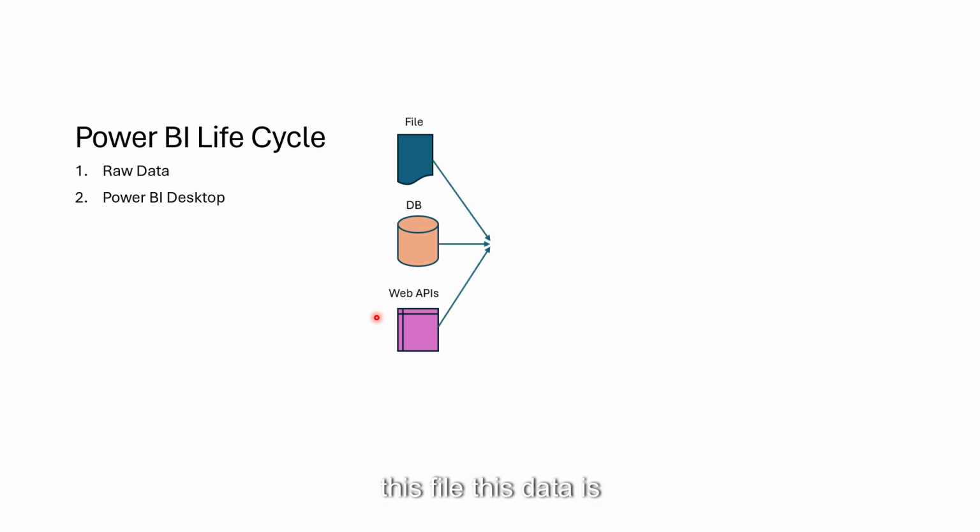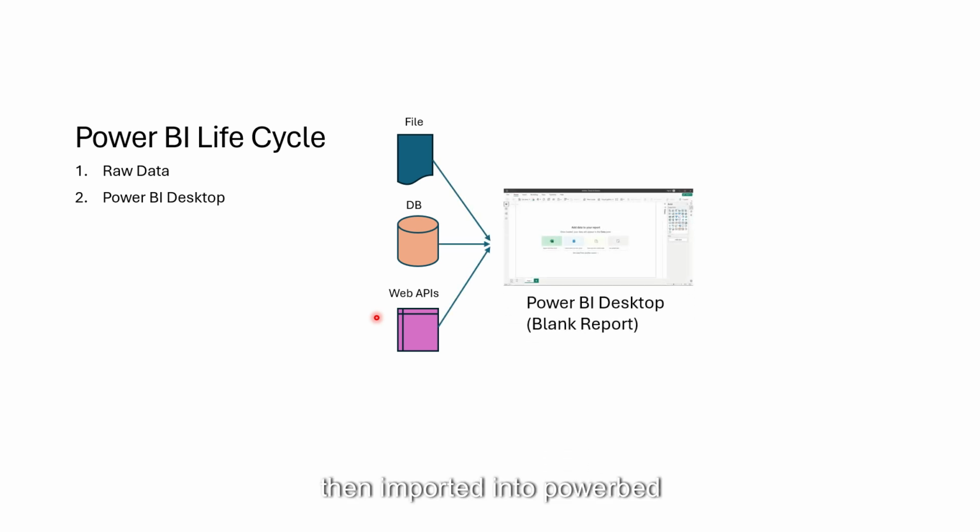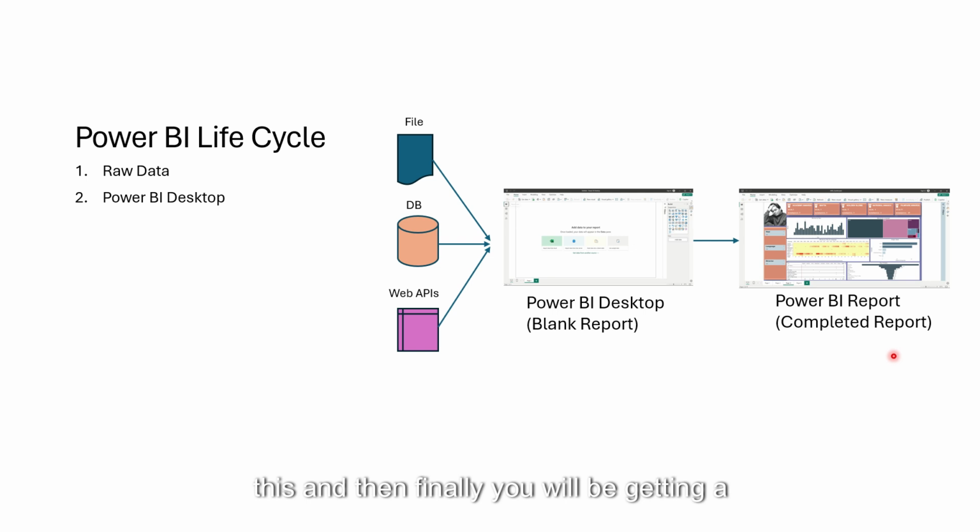And this data is then imported into Power BI Desktop, and initially this will be a blank report or an empty project. So once the data pours in, we can start building the logic on top of this, and then finally you will be getting a completed project. So this is how a project life cycle will be. And keep in mind, even until this point, this project is completely on your local machine and it is not exported or published to your Power BI Service, which means it is not placed into your cloud service, but this is just on the local desktop machine.